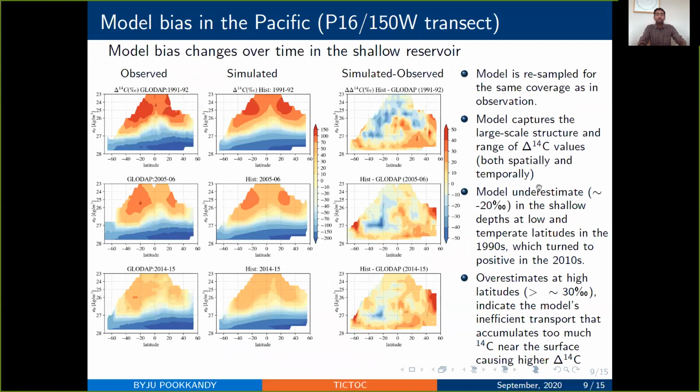Now, comparing the model, the simulated total radiocarbon from his simulation in the Pacific shows that the model captures the large-scale structure and range of delta C14 values both spatially and temporally. Here, the model is sampled for the same coverage as in the observation for the comparison, and the maximum delta C14 is found at roughly 20 degrees in both hemispheres. Vertical gradients are weak north of 55 south, with high values at the surface, and decrease sharply along the 26.5 potential density layer. A strong delta C14 gradient occurs between the subtropical and subantarctic fronts.